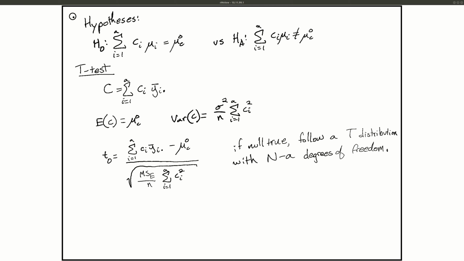We then use this t statistic to perform just a regular old t-test, just like we used before. We find the probability of observing a t random variable that follows big N minus a degrees of freedom that is greater than the absolute value of our observed test statistic, and we multiply that by 2 since it's a two-sided test. So let's give an example of how we would do this in the coffee case that we saw above.